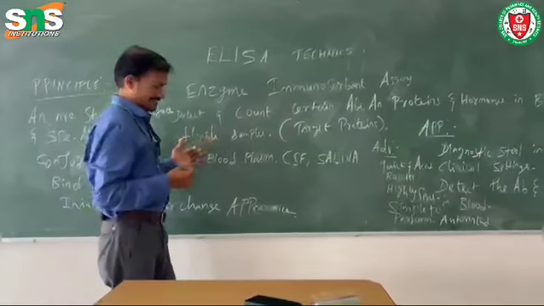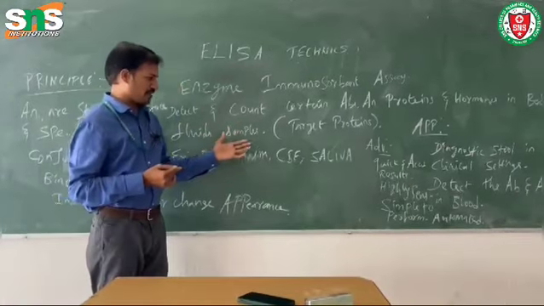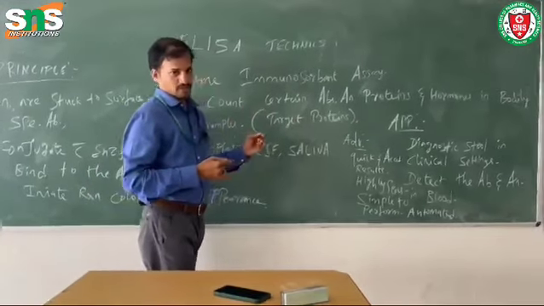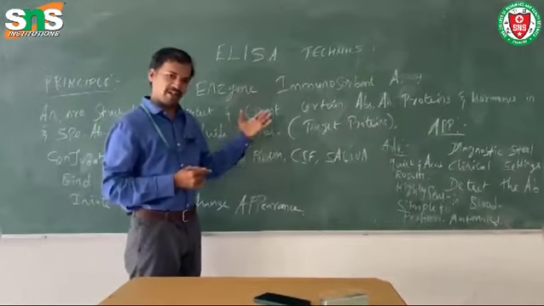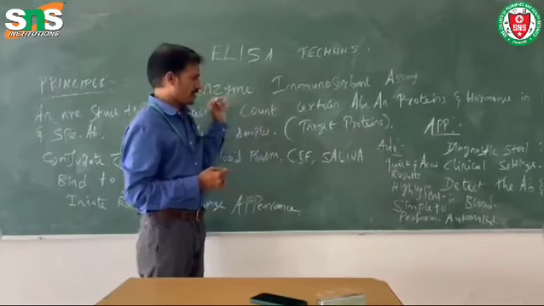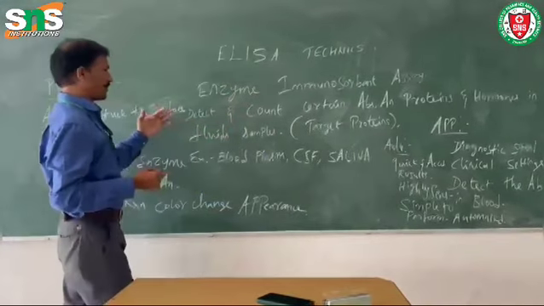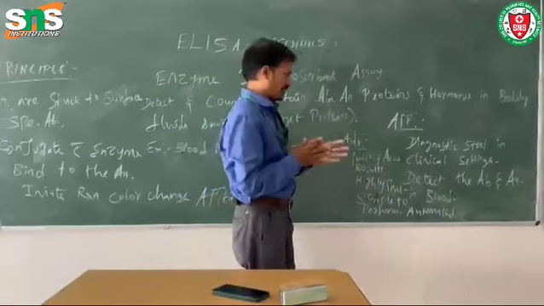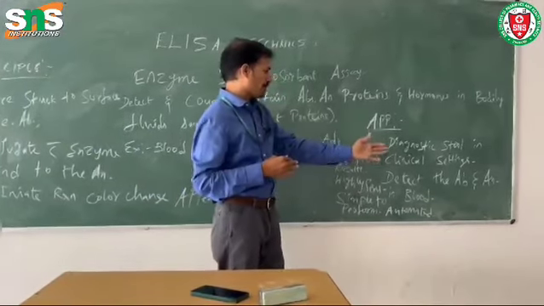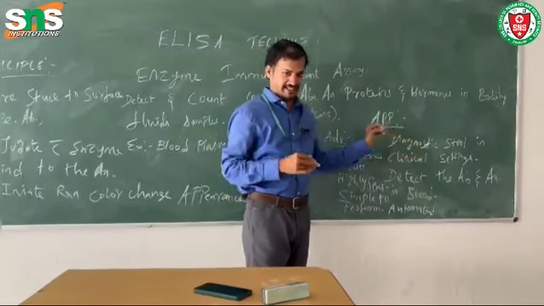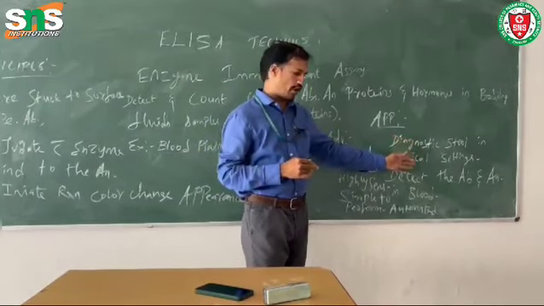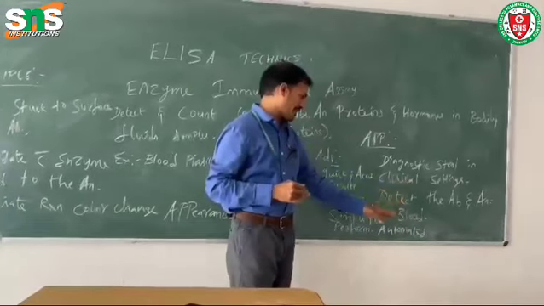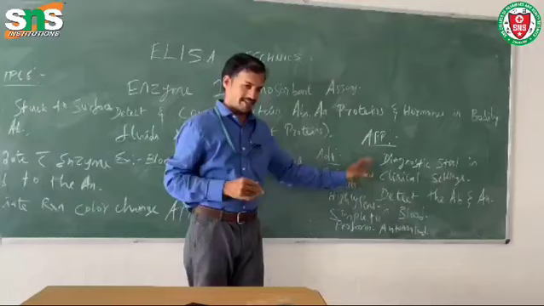Examples of samples include blood plasma, cerebrospinal fluid and saliva. So what are the applications of the enzyme immunoassay? First of all, to detect in clinical settings, to detect antigen-antibody reactions in the blood.